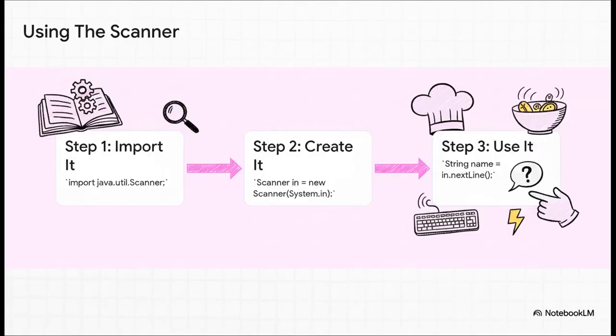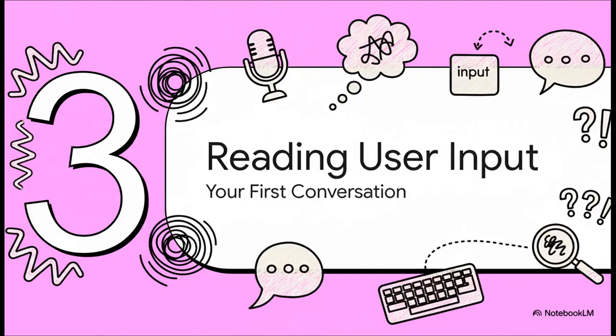Getting your scanner up and running is always the same simple three-step recipe. It never changes. First, you have to import it at the very top of your file. That's just you telling Java, hey, I want to use this tool. Second, you create a new Scanner object and tell it to listen to the keyboard. And third, you actually use it by calling one of its methods to grab the user's input. That's it. Okay, our scanner is set up, it's ready, it's listening, but now we have to tell it what to listen for. Are we expecting a word, a number, maybe a whole sentence? Let's learn the commands so we can have our first real back and forth.